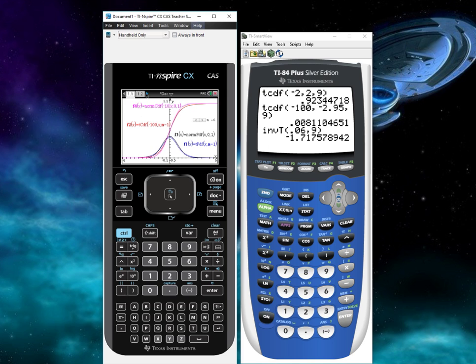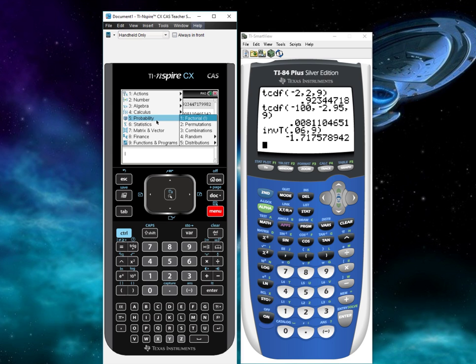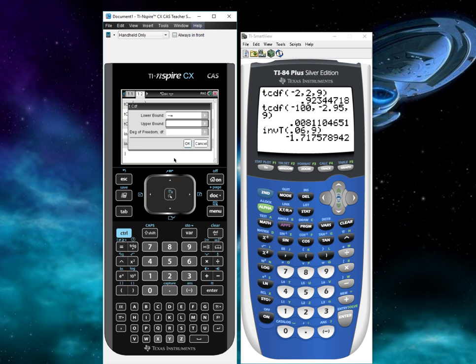On the TI Nspire CX, here you can see everything worked out on there as well. And the way this works is you go to menu, probability, let's see, statistics, distributions, and you can find the t's here. So again, T-CDF, this one I can go from -infinity to say -2.95. That was one of our problems. Degrees of freedom is 9. Okay, and it gives me even more digits than the other calculator did, but we did that.